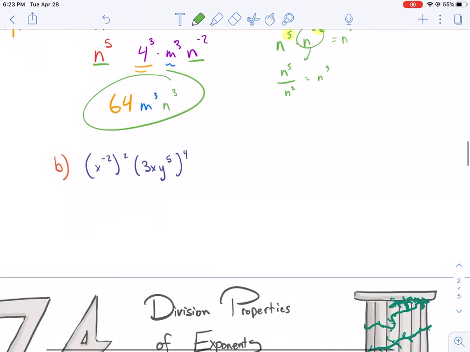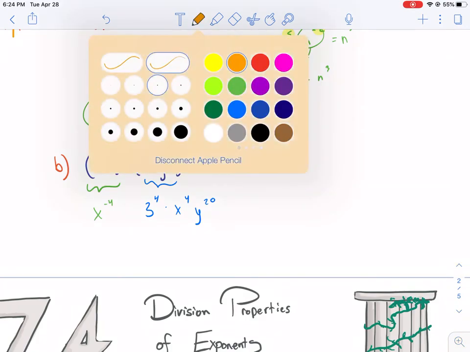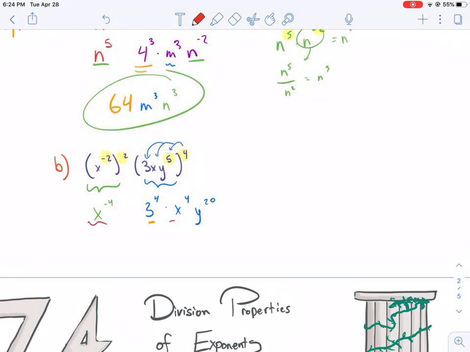Final example. We're going to split this one up just like we did the other one. We have power to a power. This is the one time you multiply exponents, x to the -4. And then now we have all of these being raised to the 4th power. So we need to raise all of them to the 4th power. So we have 3 to the 4th times x to the 4th times, power to a power, multiply, y to the 20th. Okay, let's handle our coefficient first, our number, then we'll handle x, and then we'll handle y.